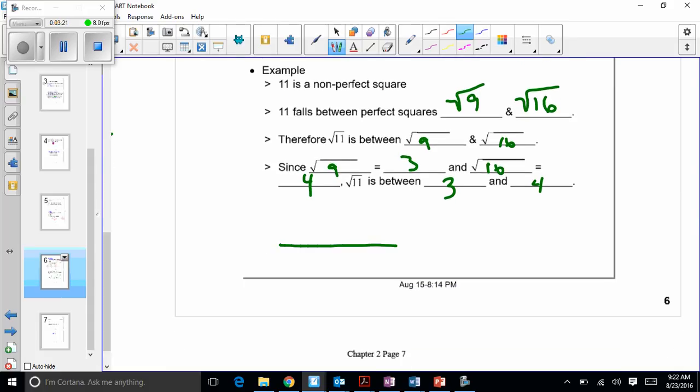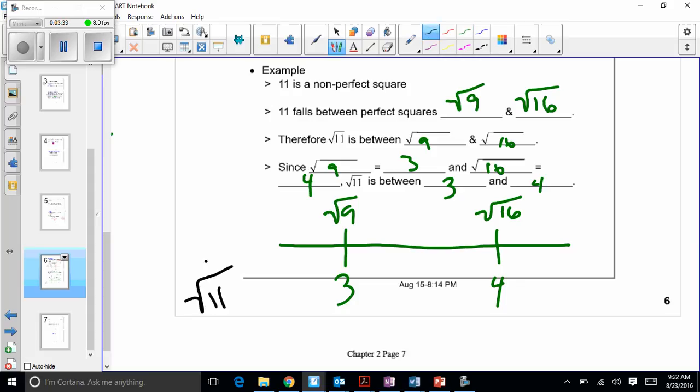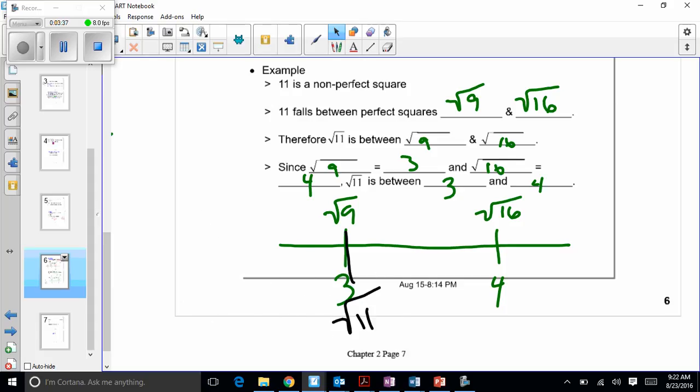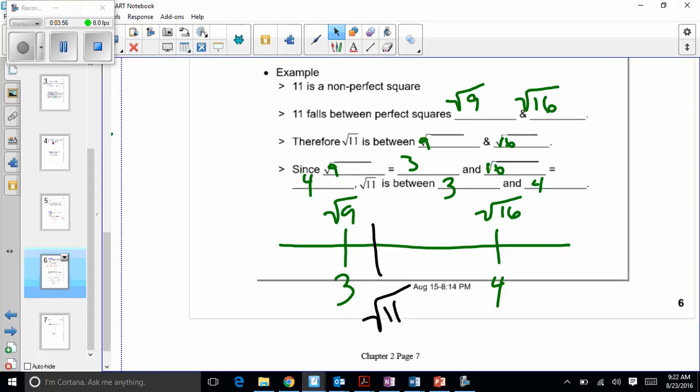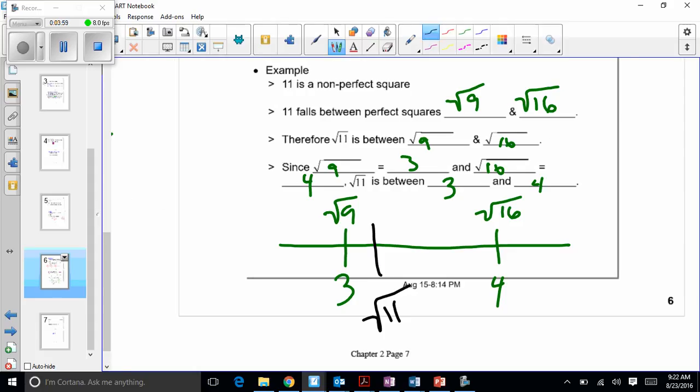I'll put it on the number line real quick. If I've got square root of 9, square root of 16, that means 3 and 4. And then I want to find square root of 11. I'll put a little line up here. Now I can decide which one it is closer to. It's actually closer to square root of 9 than it is to 16. The difference between 11 and 9 is 2. The difference between 11 and 16 is 4. So if I had to estimate to the nearest whole number, then it would be 3.